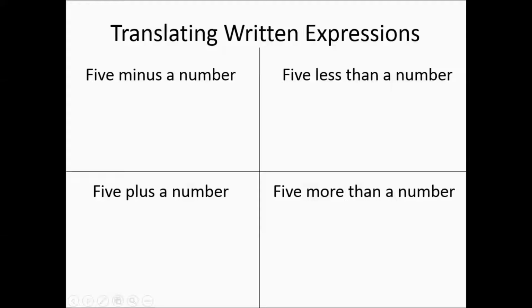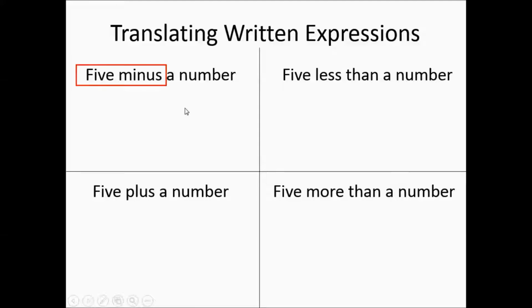This video is covering translating written expressions, being able to take words and put them into math expressions. So we have four little problems here. We're going to look at the top two. The one on the left says 5 minus a number, the one on the right says 5 less than a number. Now a lot of kids might think they're exactly the same, but when you break this down, the order in which the terms appear changes.